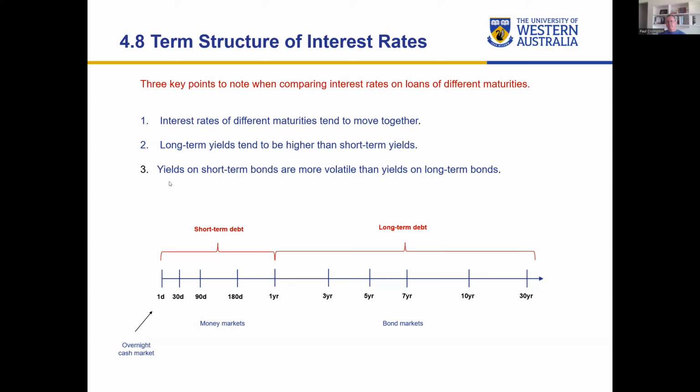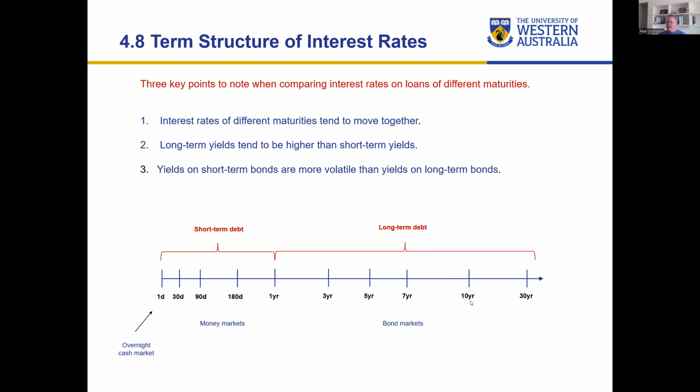And then the third one, yields on short-term bonds are more volatile than yields on long-term bonds. Okay, so short-term bonds, short-term debt or discount securities. Short-term bonds is American terminology. I'm just trying to get you used to different terminologies because we will be looking a lot at the US and other countries as we move forward in this unit. So short-term bonds, that just means discount securities in money markets. They are more volatile than yields on long-term bonds.